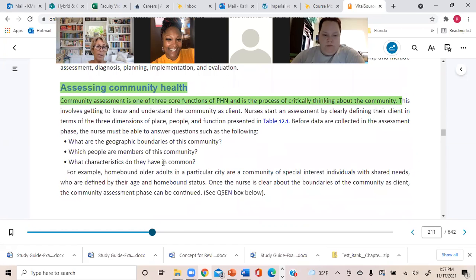Okay, here's what we talk about. Community assessment is one of the 3 core functions of the public health nurse. It's the process of critically thinking about the environment, about the community. And we went through these 3 already. What are the geographic boundaries? Who are the members? What characteristics do they have in common?